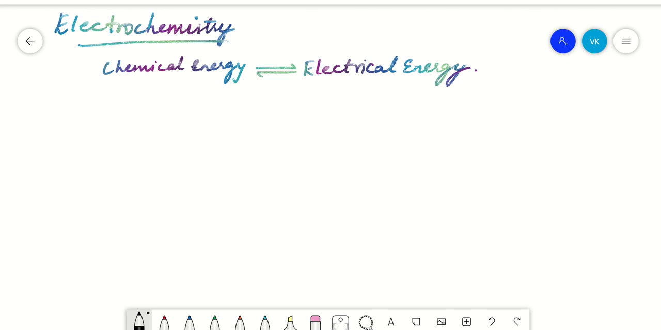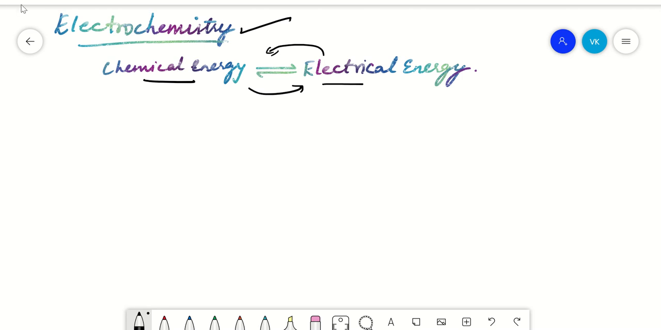The branch of chemistry which deals with the relationship between chemical energy and electrical energy, and the conversion of chemical energy to electrical energy and electrical energy to chemical energy, is called electrochemistry, right? Now we are going to see some terms. First we'll see some terms involved in it, and then we'll go into the basic formulas involved.